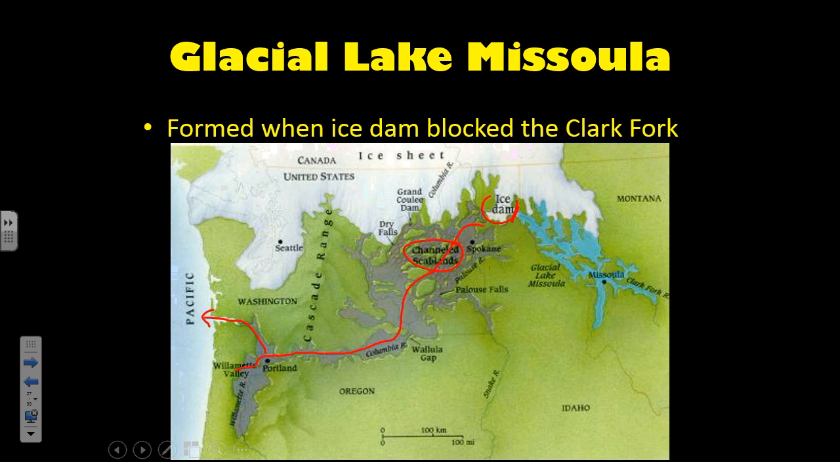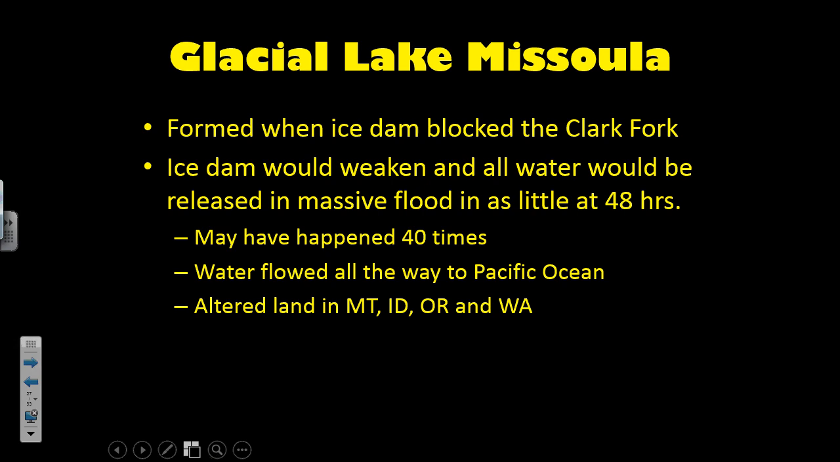It created this channeled scabland area. The scablands essentially had no soil there. They're just scoured black right down to the bedrock, which was basalt, and it created a bunch of interesting features through that area. It even carried erratic boulders from the Flathead Valley all the way to the Willamette Valley in Oregon and deposited them there. And some estimates from the geologic record show that this flood may have occurred more than one time, and as many as 40 times. So it created some very interesting features.